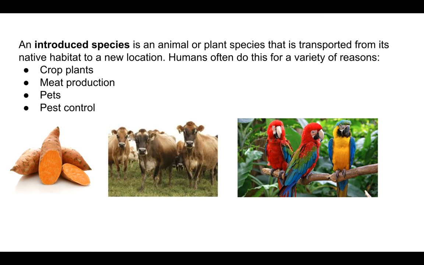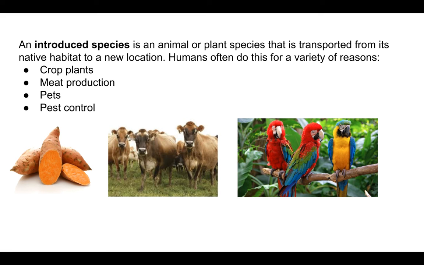An introduced species is simply an animal, plant, or insect species that has been transported from the native habitat where it evolved and brought somewhere else by humans for a variety of reasons. When we say it's an introduced species, this may imply intention. We might have intentionally brought it over, or we might have done it accidentally, but we've introduced it to a new environment.